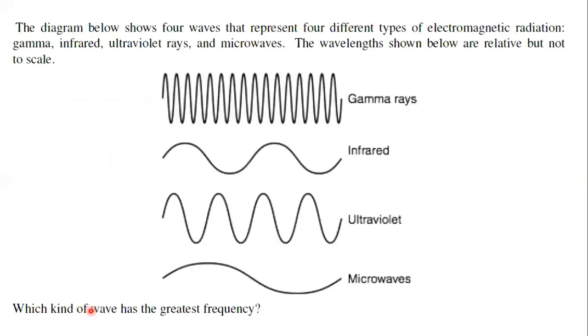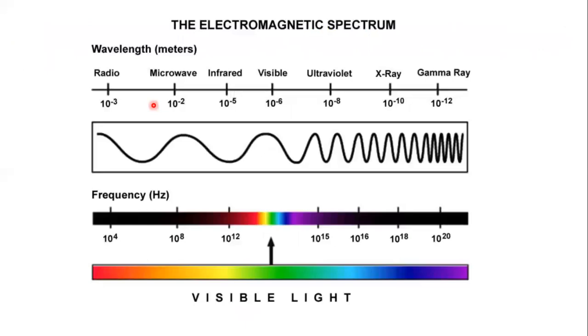Now here, the diagram below shows 4 waves. You see here are gamma rays, infrared rays, ultraviolet rays, and microwaves. Now, all of these 4 radiations are a type of electromagnetic radiation, but not to scale. Which one has the greatest frequency? When you look at here, I'm sure that everyone can answer this because it's quite easy and quite interesting.